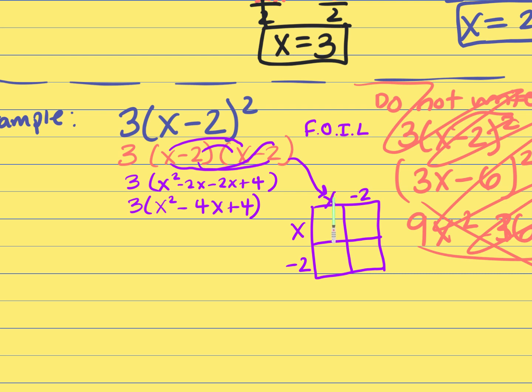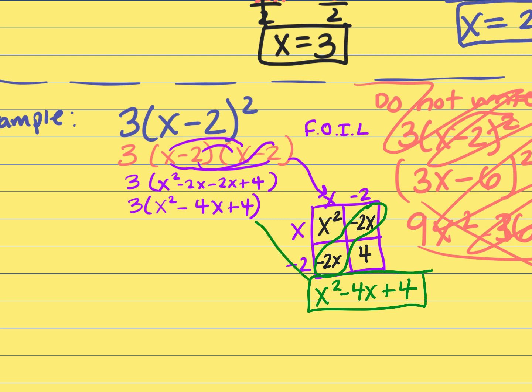So here you just multiply the corners of the boxes. So x times x is x squared. X times negative 2 is negative 2x. Same thing here, negative 2x, because it's negative 2 times x. And then what's negative 2 times negative 2? Positive 4. And then the diagonal, you can combine these two. So it's x squared. What's negative 2x plus negative 2x? Negative 4x, plus 4. Do you see how this green matches what you did with FOIL? So they both work. It's just all up to you what you prefer.